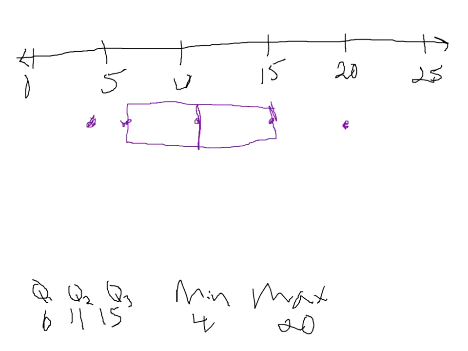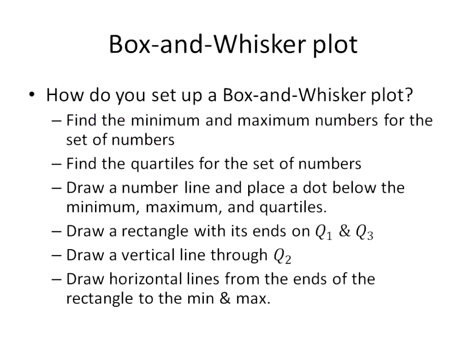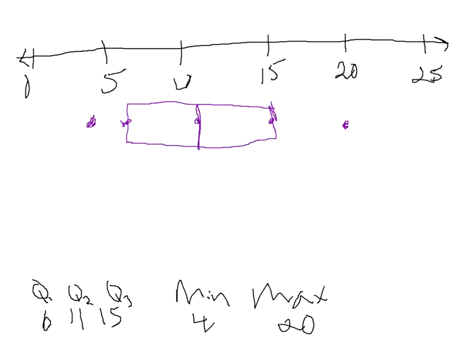Once we've done that, the next step, if we go back, says draw horizontal lines from the ends of the rectangle to the minimum and maximum. So we're drawing the box right now. For the box and whisker, we've seen the box, and now we're drawing the whiskers. So we're drawing the horizontal lines, and you just put a little bit of a line here, and a horizontal line here, and a little bit of a vertical line here. And now you have a box and whisker plot because you see the box in the middle, the rectangle, and then the whiskers are the lines off the side. And that's how you do a box and whisker plot.